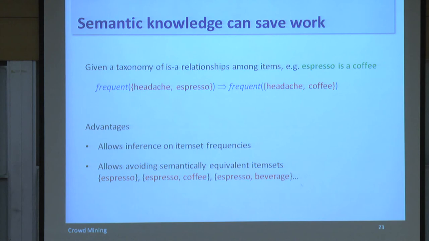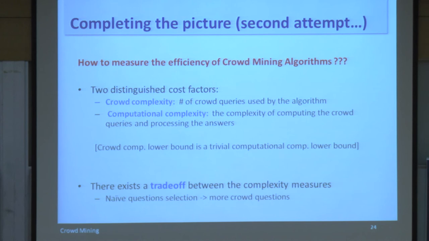So I know that, for instance, if it's frequent that when people have a headache, they drink espresso, it's also frequent that they drink coffee, because espresso is just one type of coffee, so maybe they drink other things also. So there are semantic relationships between things, and I can exploit them when I do this mining. For instance, I will never ask someone, do you drink espresso and coffee at the same time? Because it's redundant. So I can use semantic information to make the questions that I ask smarter, to infer information, and so on. And then what I will try to do is to use the semantic information and everything that I know in order to make my algorithm as efficient as possible.